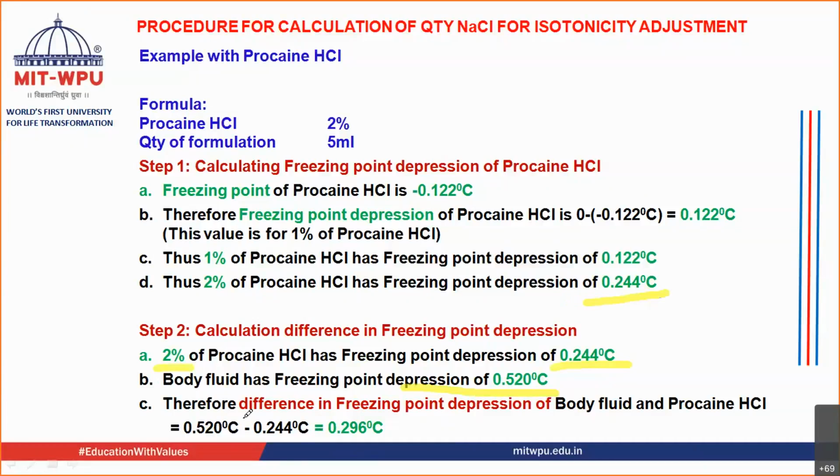And for 2% of procaine hydrochloride, we have earlier calculated the freezing point depression is this much, 0.244. So what we are going to find out is the difference of freezing point depression of your body fluid and the procaine hydrochloride, the drug that you are using. So the difference is 0.520 minus 0.244 degrees Celsius. After subtracting, the value comes as 0.296, which you are going to use further. Have you understood now?